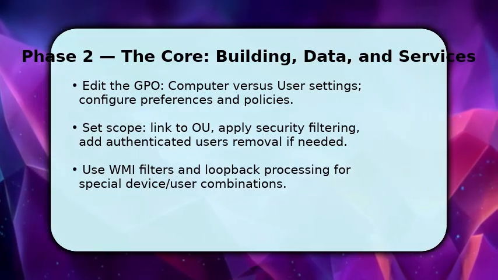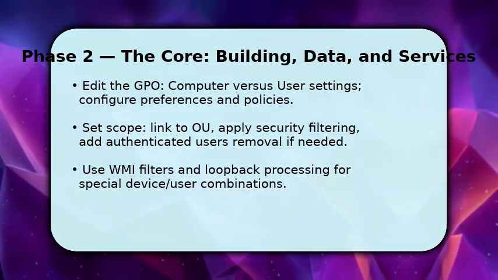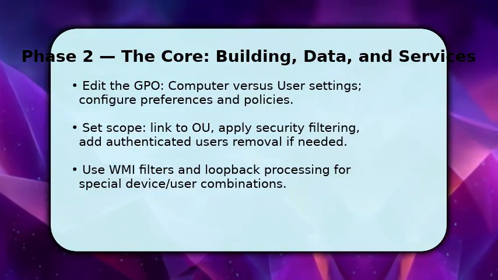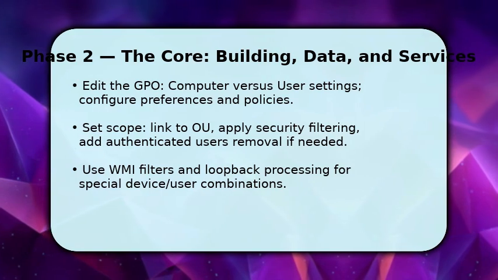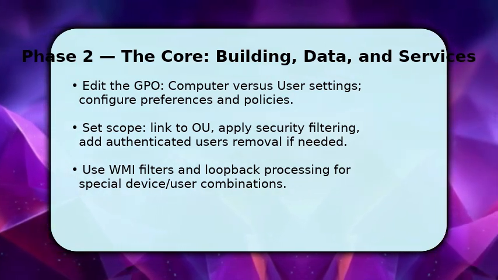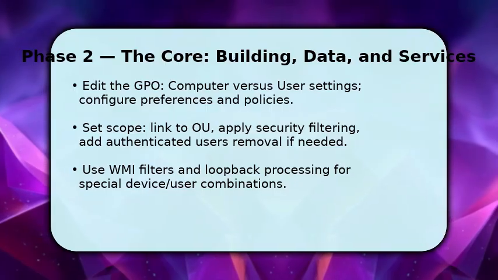Avoid broad, unnecessary settings. Then, set the scope. Link the GPO to the OU, adjust security filtering to limit application, and add WMI filters if hardware or OS checks are required. Once configured, to finish, deploy and test.